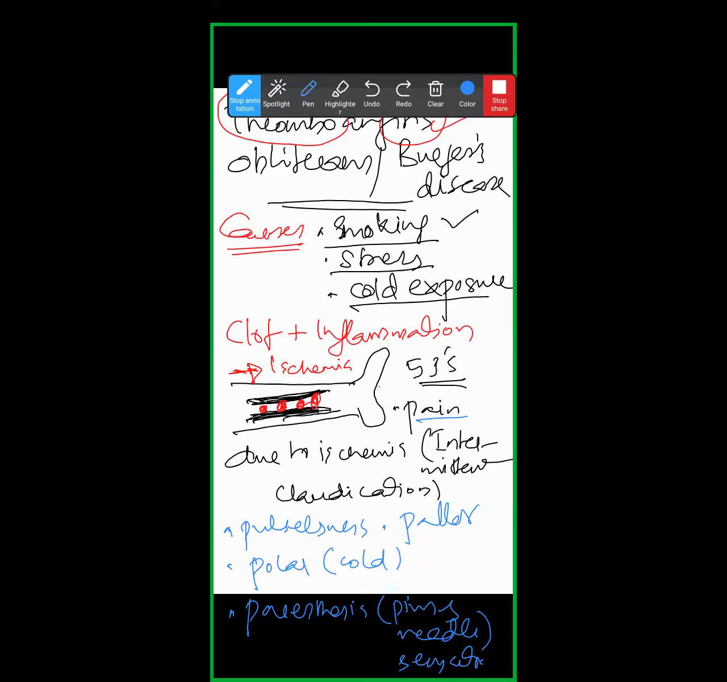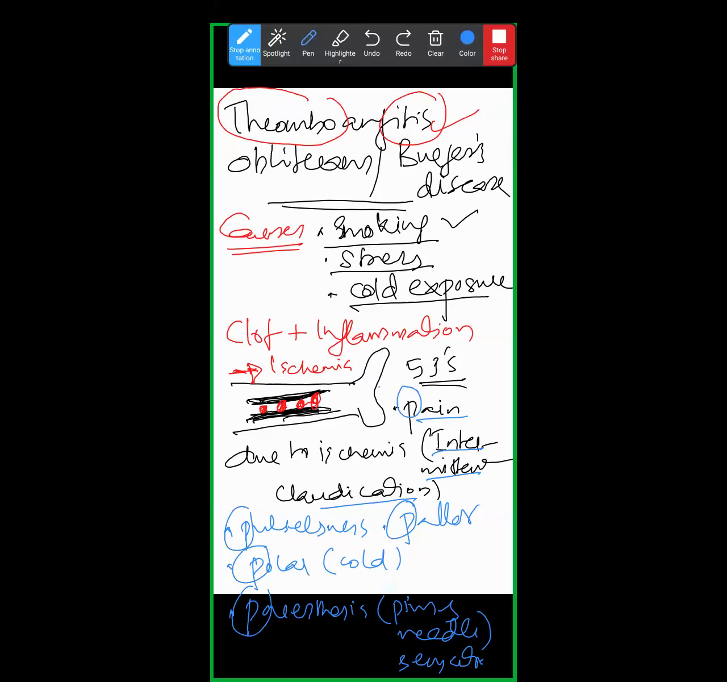So what are the 5 P's? Pain due to ischemia, that is intermittent claudication; pulselessness, pallor, polar, paresthesia. You want to remember the 5 P's. Wherever the circulation decreases in the extremities, we can see the 5 P's. Okay, so what are all the treatment options? Take a screenshot if you want.